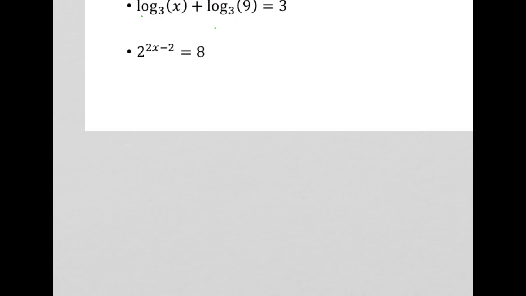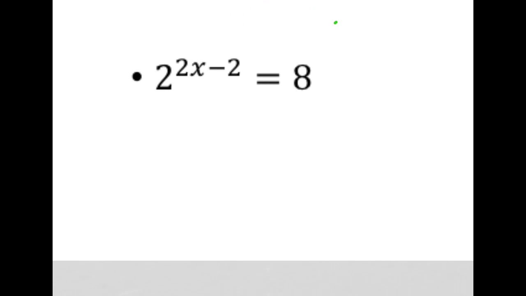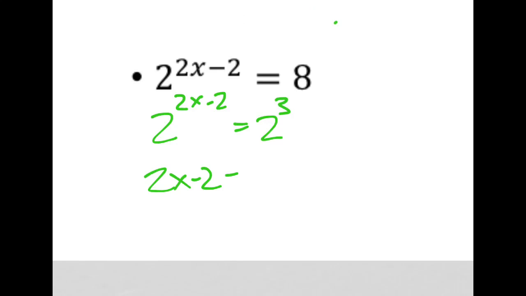And we're going to get a little clever on this last one. 2 to the power of 2x minus 2 equals 8. We are going to rewrite this as 2 to the power of 2x minus 2 equals 2 to the power of 3, because 2 cubed is 8. And now we can see that 2x minus 2 has to equal 3.